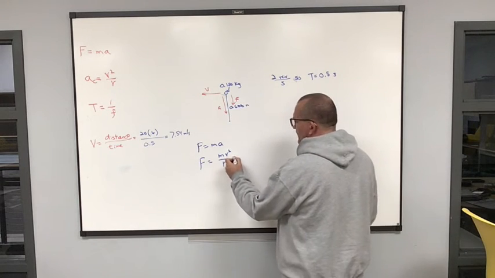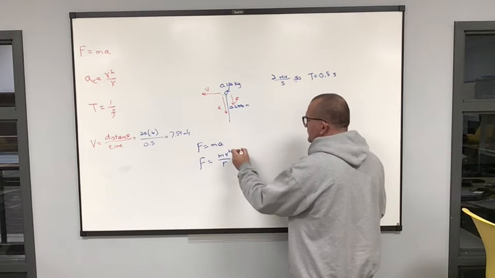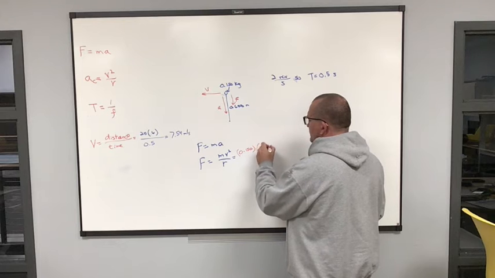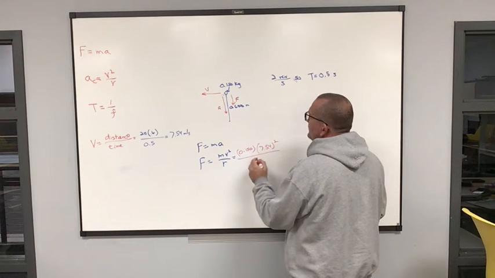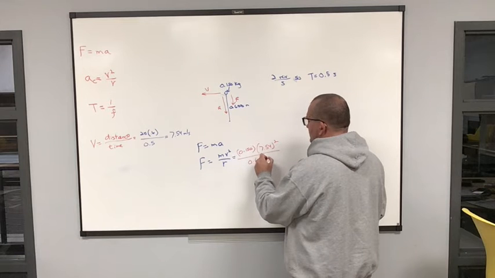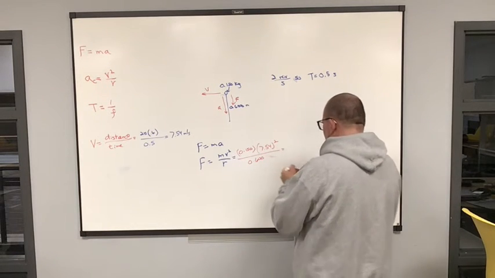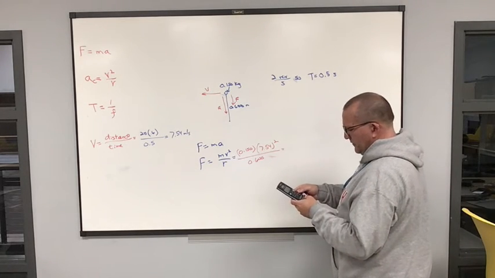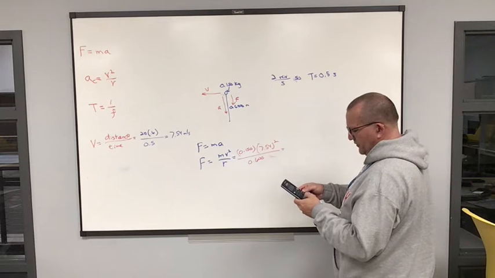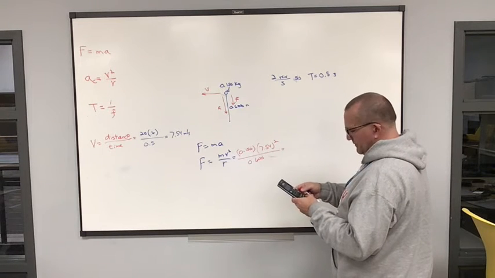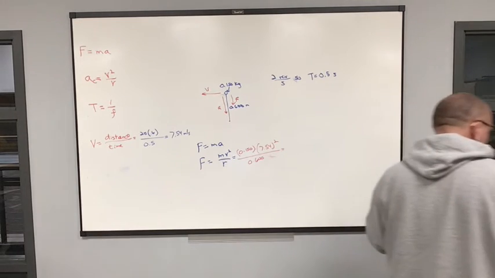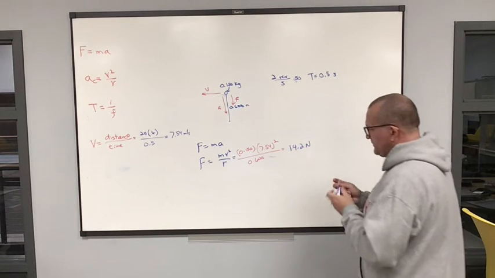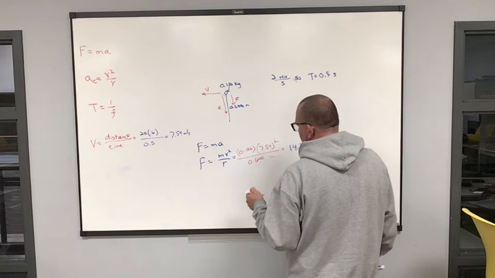Now I go to this equation and substitute. The mass of my ball is 0.150, which has to be in kilograms. My velocity is squared, in meters per second, and I'm also dividing by 0.6. We'll talk about units before we finish. When we solve this, 0.150 times 7.54 squared divided by 0.6 gives 14.2 newtons of force.